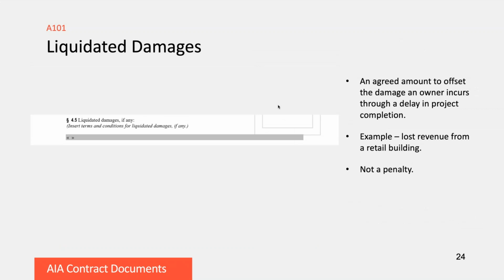Now, liquidated damages can be kind of a complicated issue. What this is really is an amount that's agreed to up front to offset any damage that the owner might incur because of a delay in the project completion. Next.